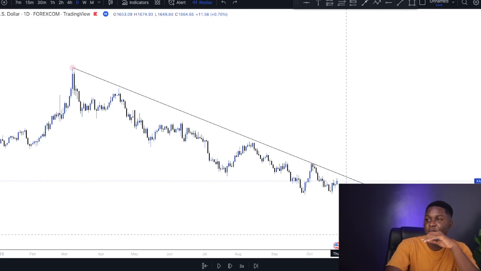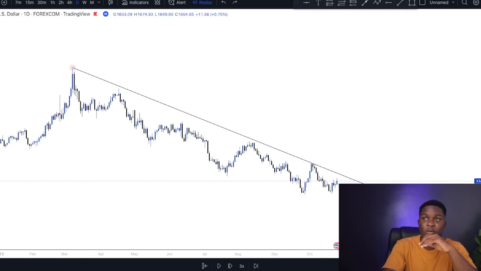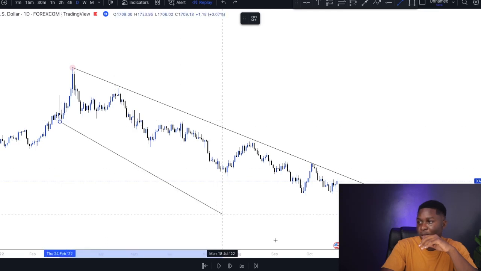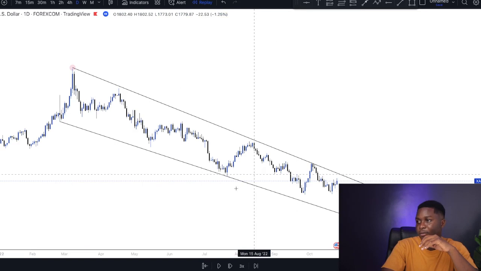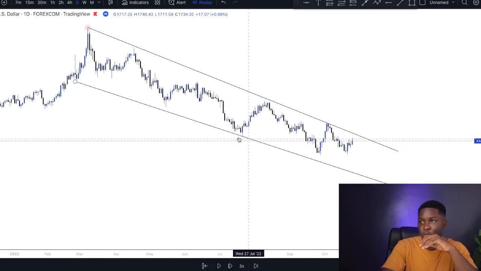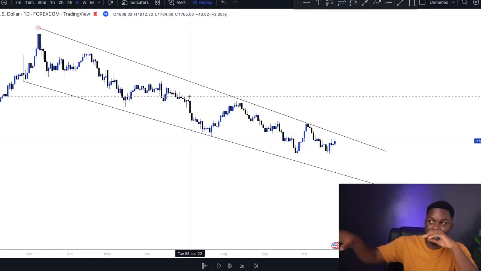Now after doing this on the higher time frame, you definitely want to add more by taking your trend line and maybe drawing two obvious dots to the downside as well. So if we pull from here to here, we can have something like this. Therefore we will see that gold is in a channel, a descending channel.